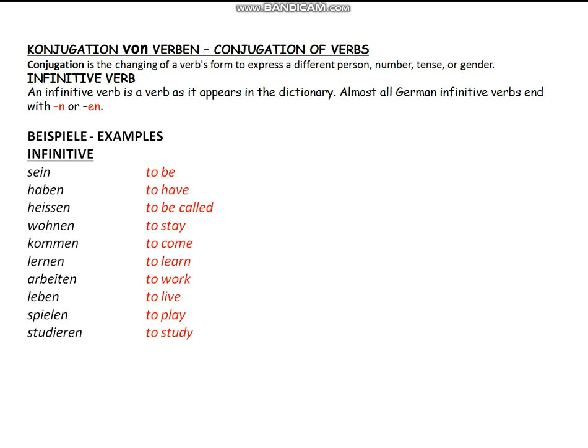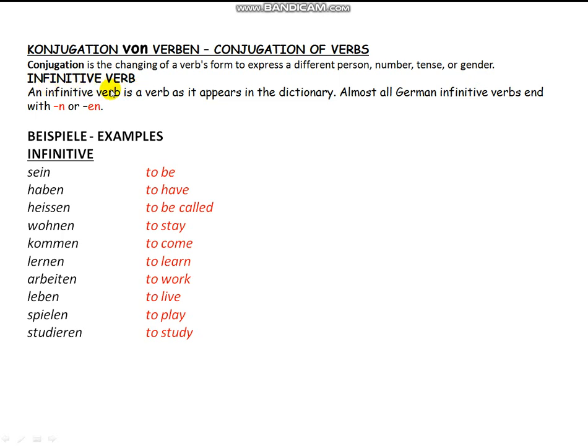As you can see in front of you, we have conjugation of verbs, which in German we say Konjugation von Verben. So, what is conjugation of verbs? Conjugation is the changing of a verb's form to express a different person, number, tense, or gender.